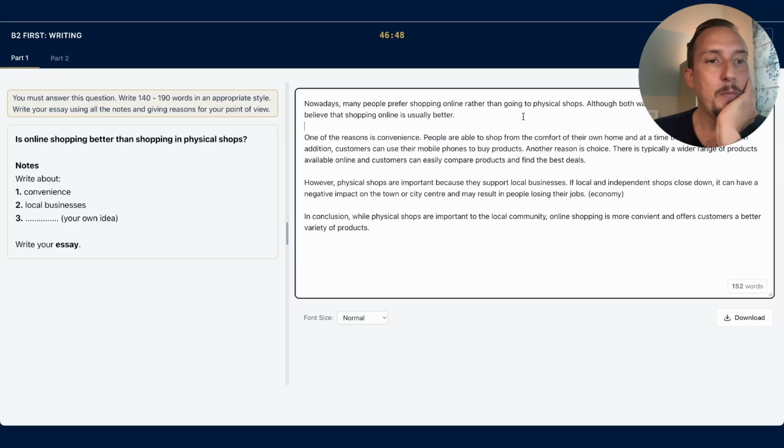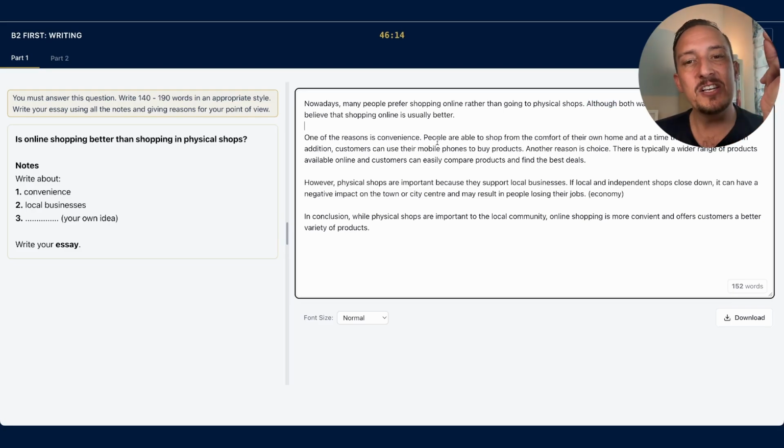Although both ways of shopping have advantages, I believe that shopping online is usually better. Good. So we've got the contrast there, both ways shopping advantages. Remember the comma because we've used although. Yep, that is good. Okay, one of the reasons is convenience.